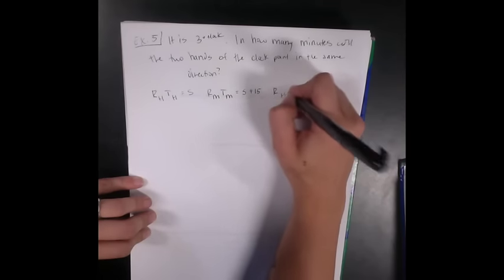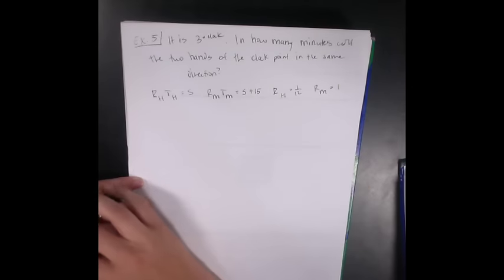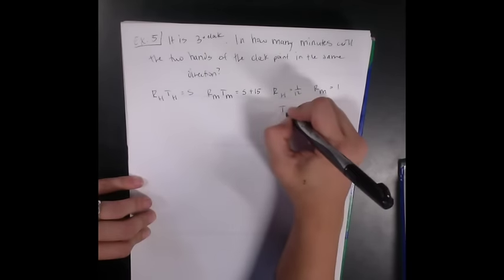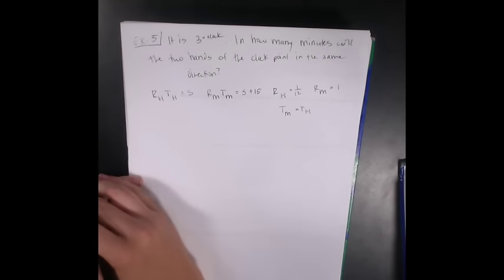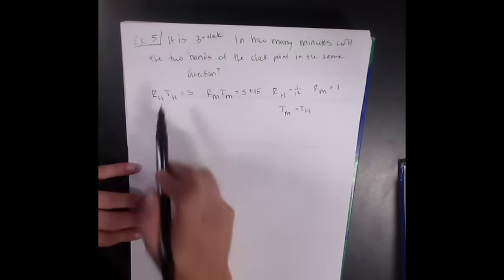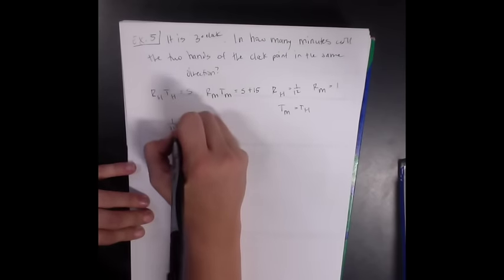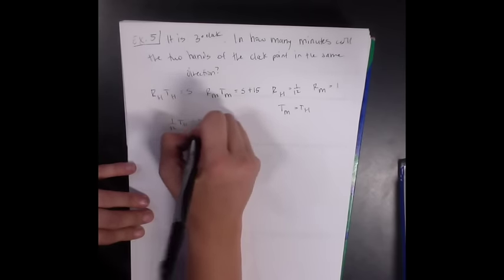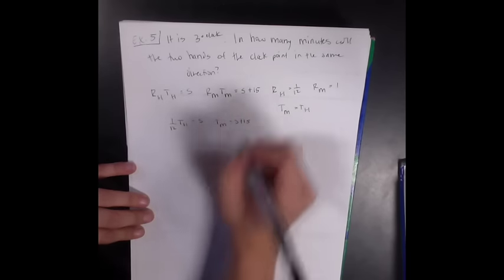Now, the rate of my hour hand is always 1 over 12, and the rate of my minute hand is 1. Again, the time is equal. Okay, so now we're going to plug things in. So I'm going to plug in the rate here. So I have 1 over 12 times my time of my hour hand equals s, and the time of my minute hand equals s plus 15.